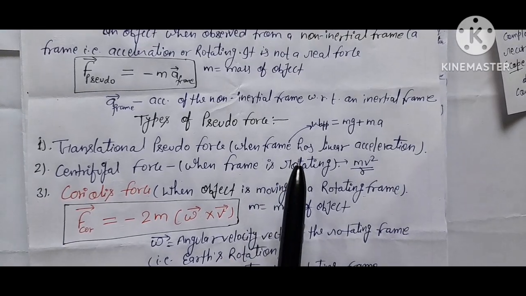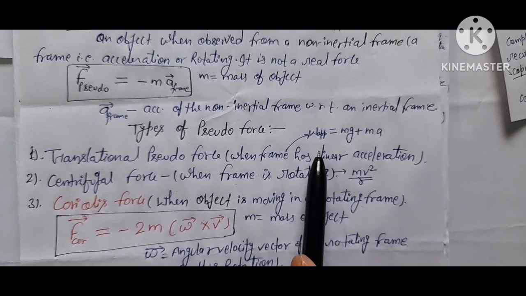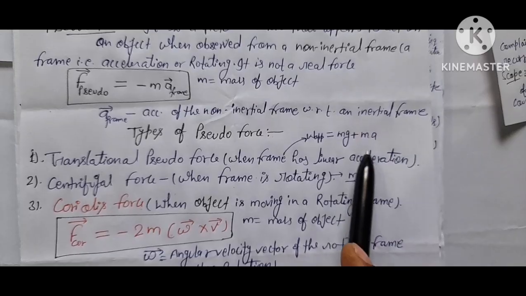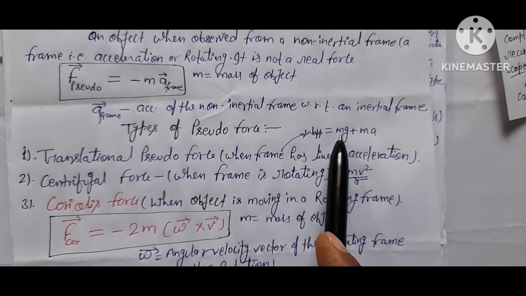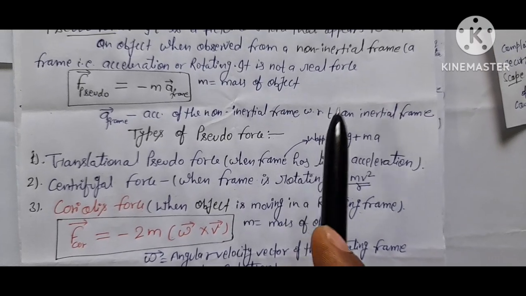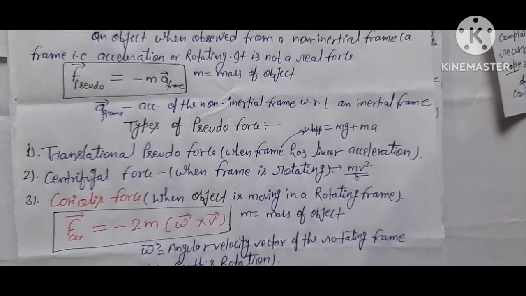When you are moving in a lift, a pseudo force ma acts upon you, and the real weight is mg. So the apparent weight in a lift is mg plus ma.